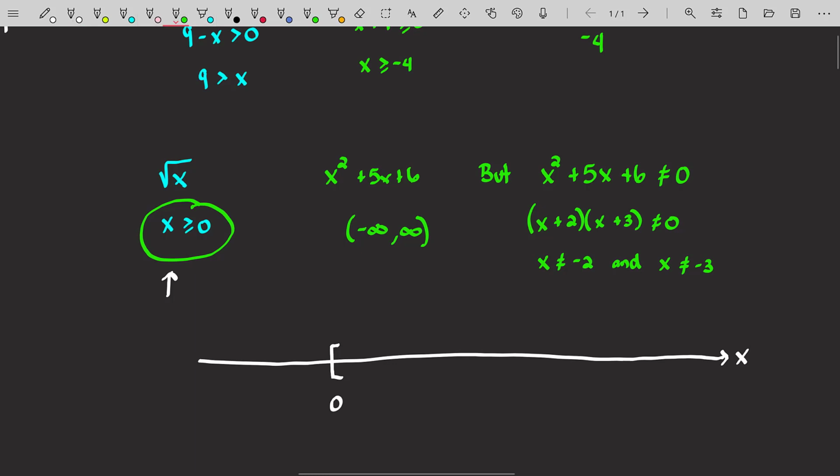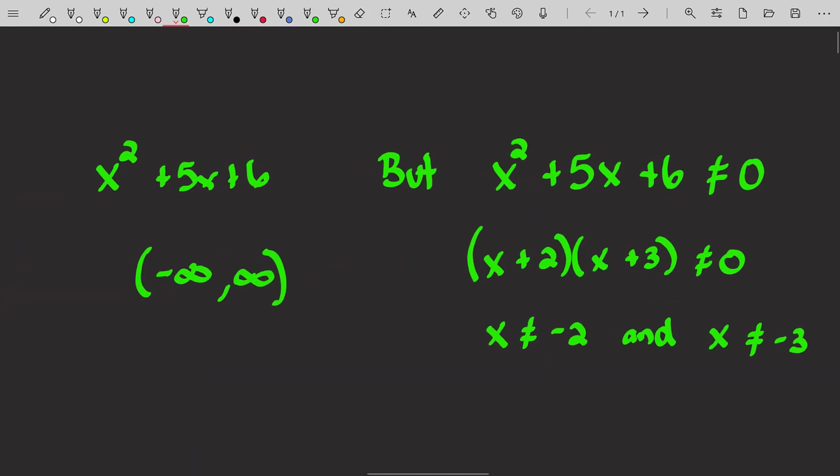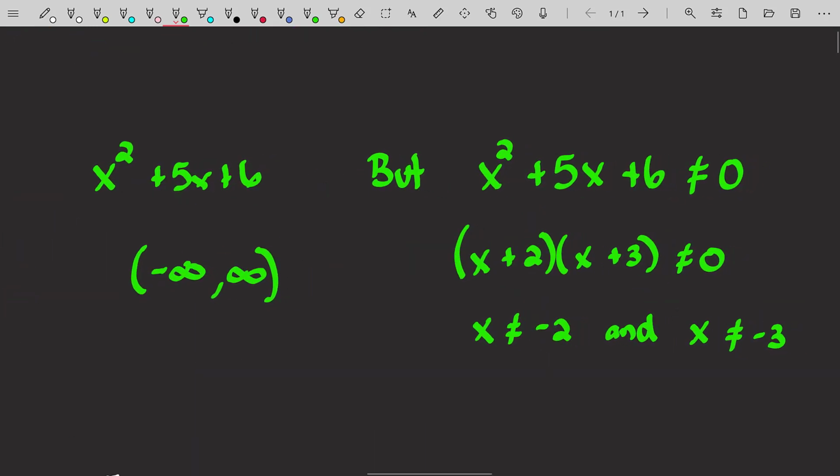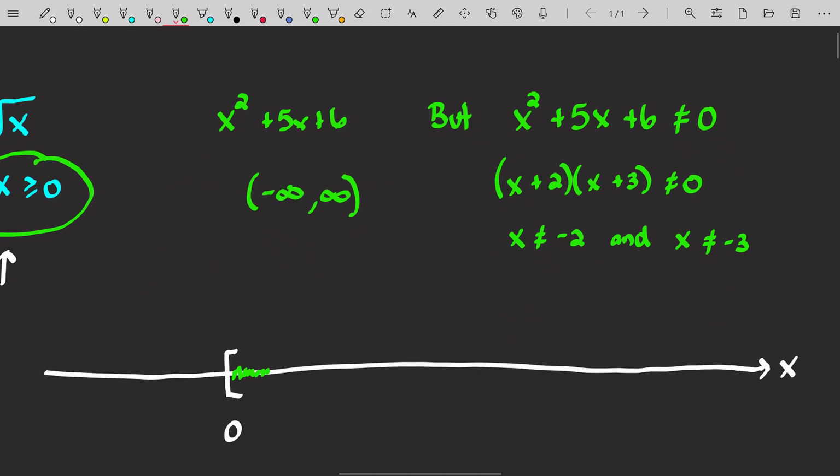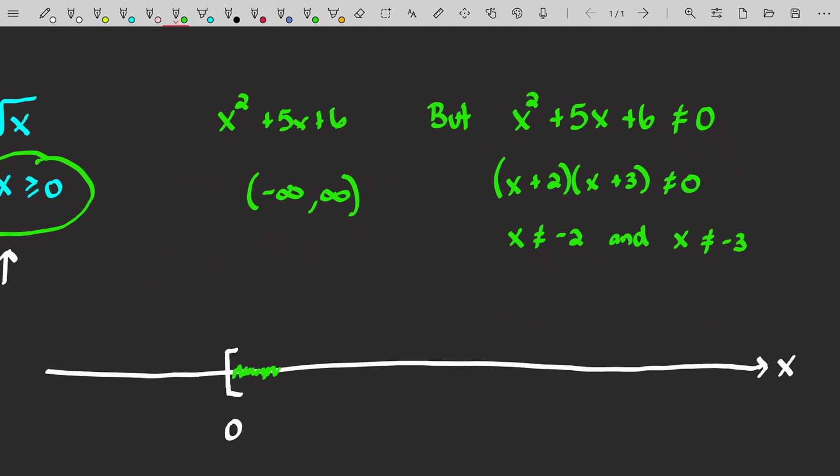So I need all of these x values to the right. And the second function, or the denominator, normally has a domain of all real numbers. However, we cannot include -2, nor can we include -3. But if you look at our number line and where we're highlighting, -2 and -3 are not even there anyway. So we can kind of ignore that specific restriction.